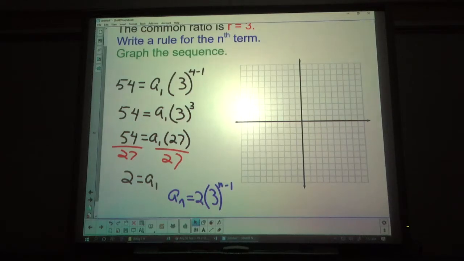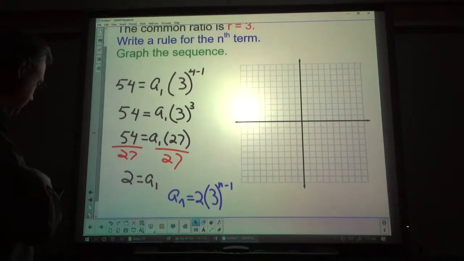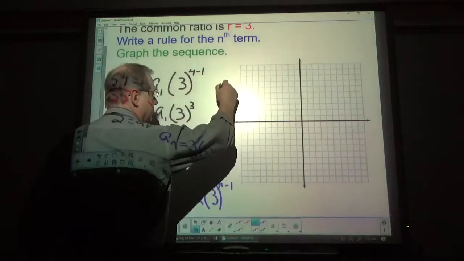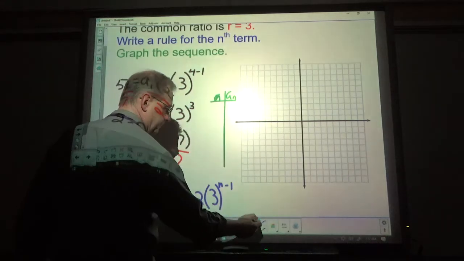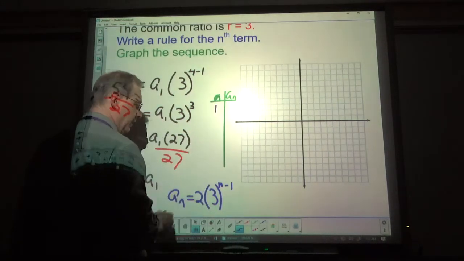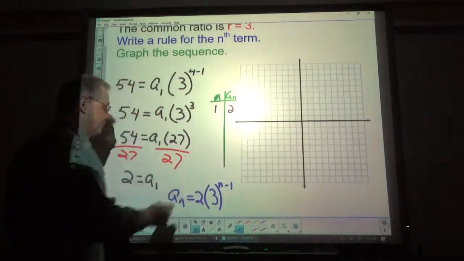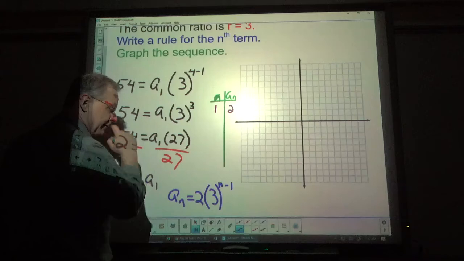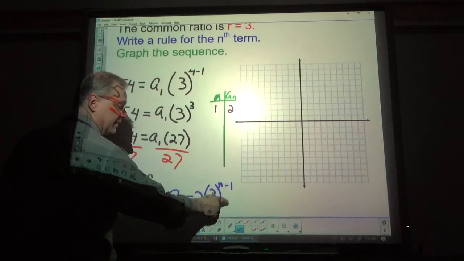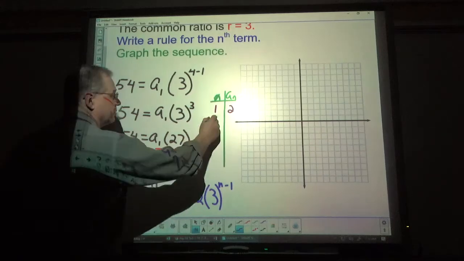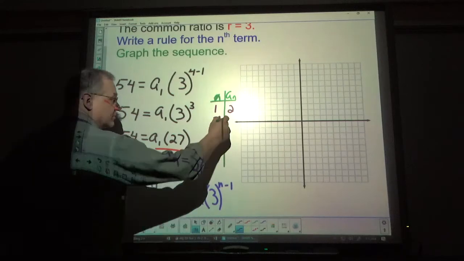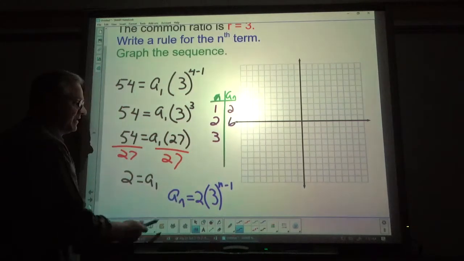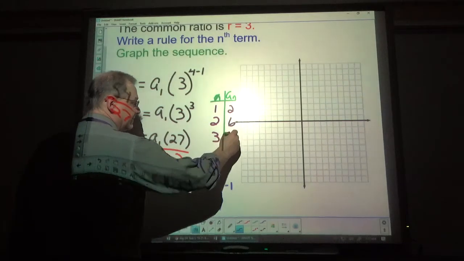I just did 2 to the n when I did mine. So that's all wrong. Let me fix that here. All right. Points. n, a sub n. 1 we know is 2, because a sub 1 is 2. Of course, if I put 1 in here, that's to the 0, which makes this 1 times 2 is 2. 2, well, that makes that 1. 3 to the first is 3 times 2 is 6.